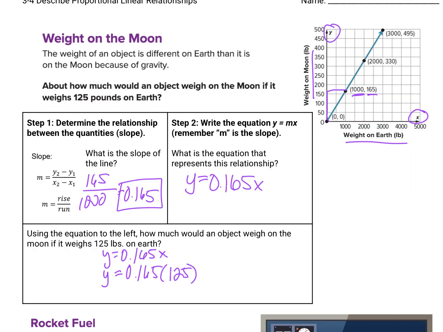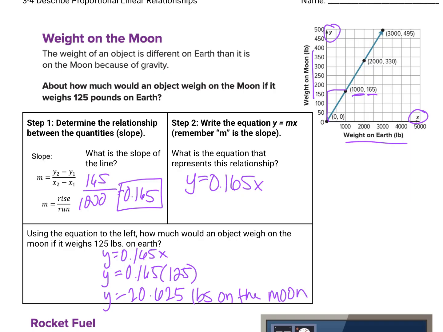Just like this. Okay, so when I type that into my calculator and do 0.165 times 125, we get a value of 20.625. So what that means when we look at this whole thing is y equals 20.625. So remember, y is the weight on the moon. So this would be the pounds on the moon.